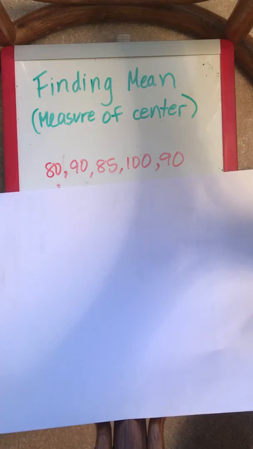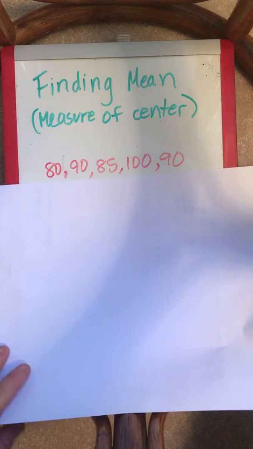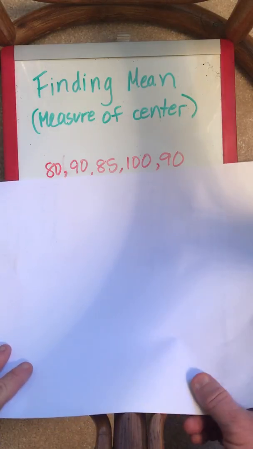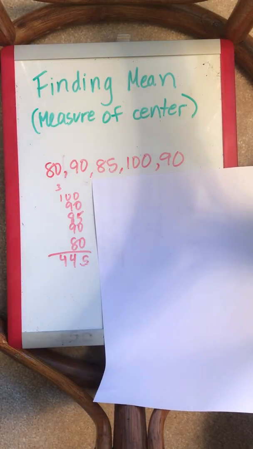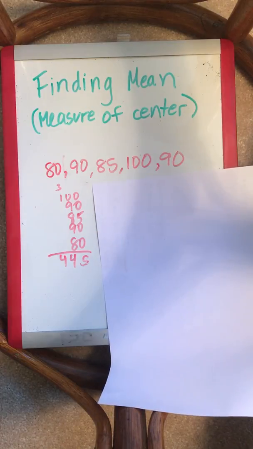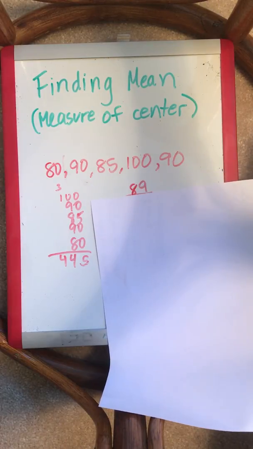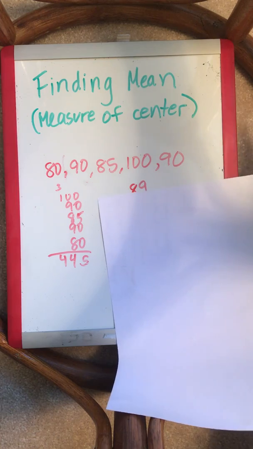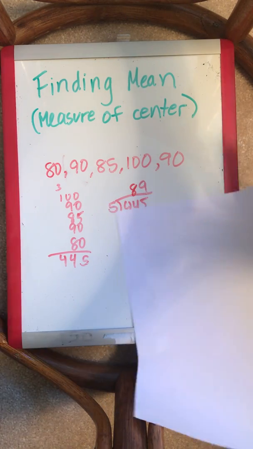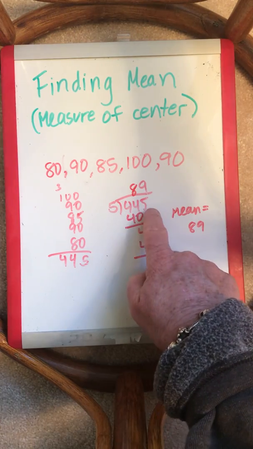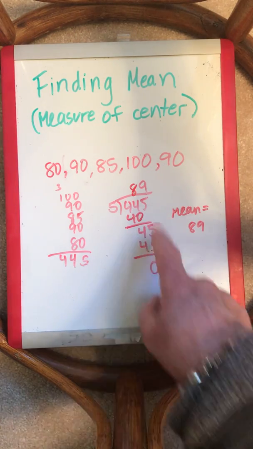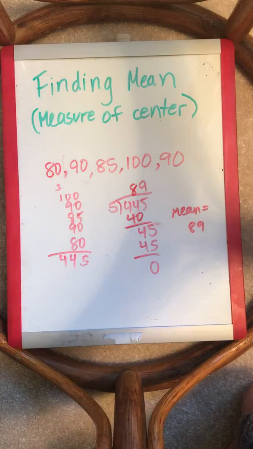So what we do is we find the mean. And when we're finding the mean, what we do is we take these numbers and we add them together. So I added these numbers together and I got 445. The next step that you do is you take your 445, and you divide it by the number of test scores. So I'm taking 445 divided by 5, and I worked it out, and I got 89.